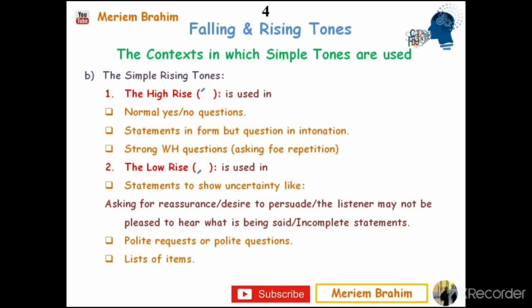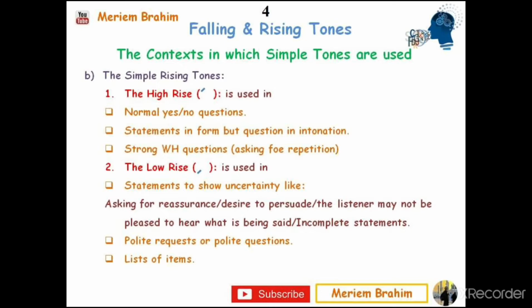Also, we use the high rise in strong WH questions. I said strong, not normal. What do we mean by strong WH questions? We mean when we ask for repetition, or maybe we are surprised. We ask for repetition because we didn't hear, or we are surprised. Those types of WH questions are called strong WH questions.